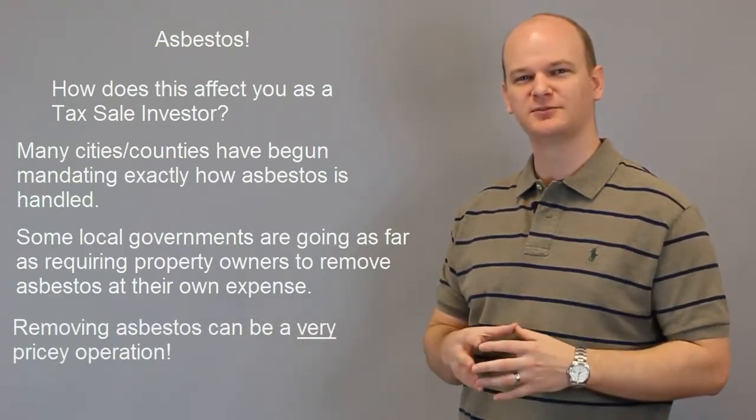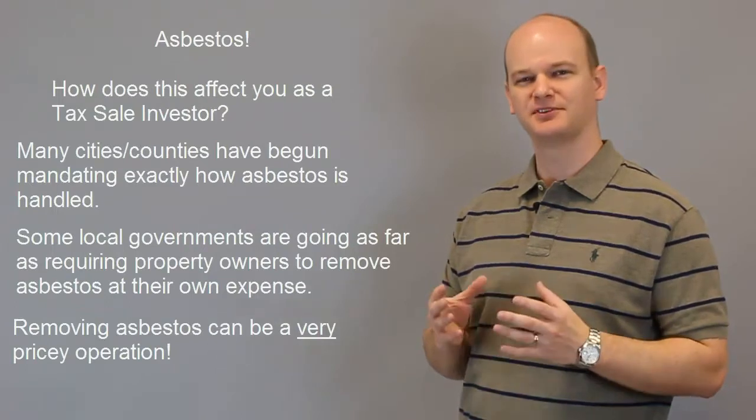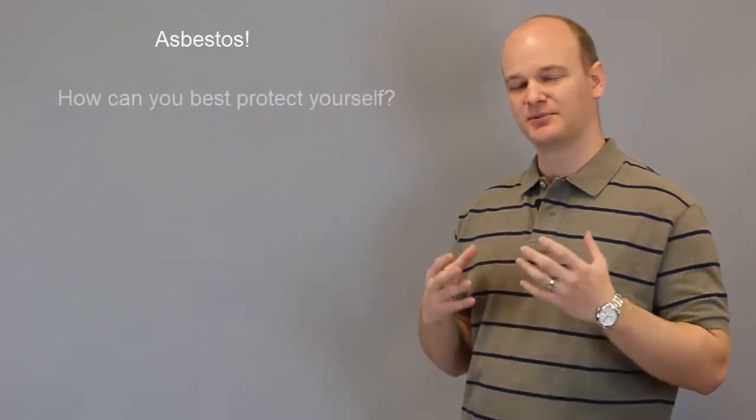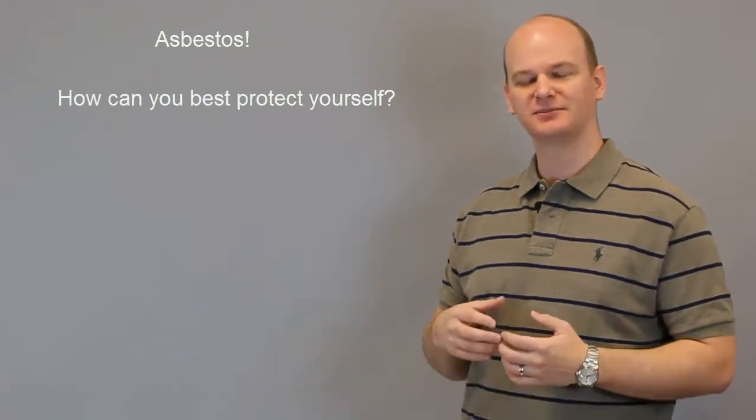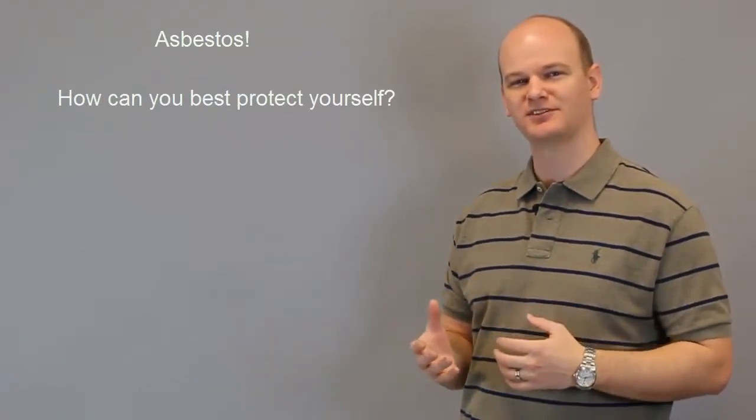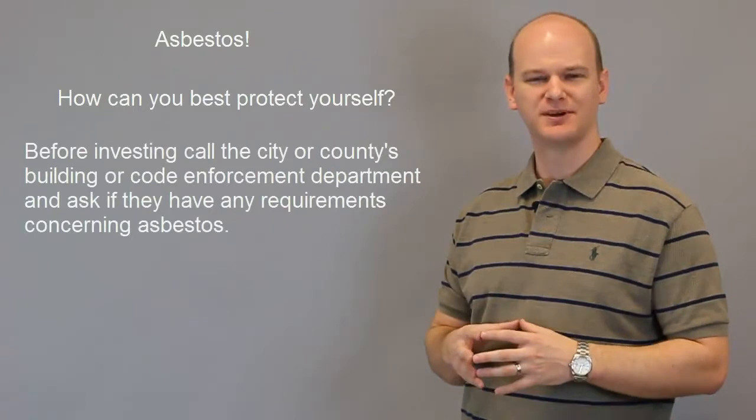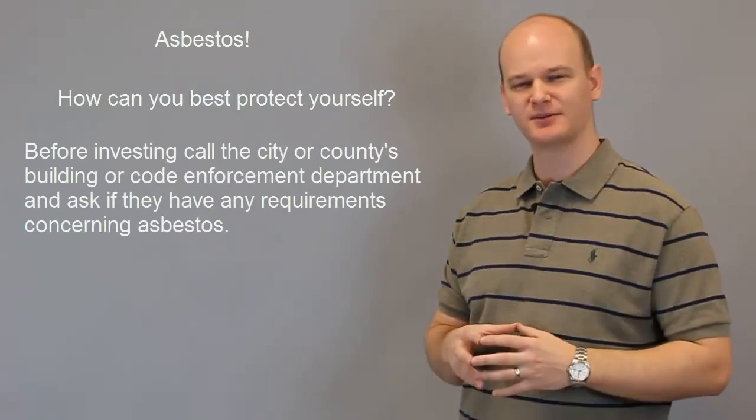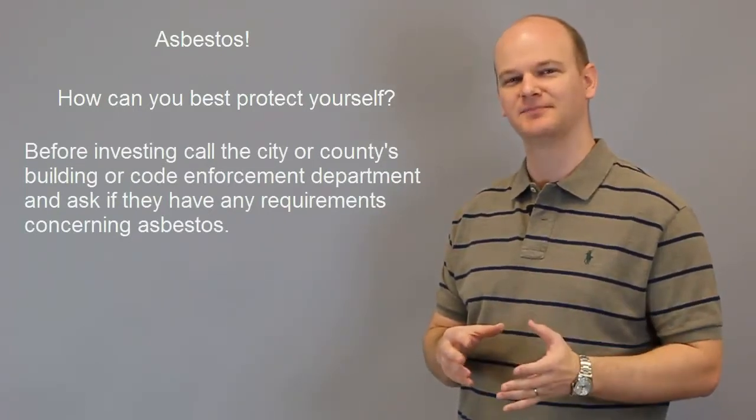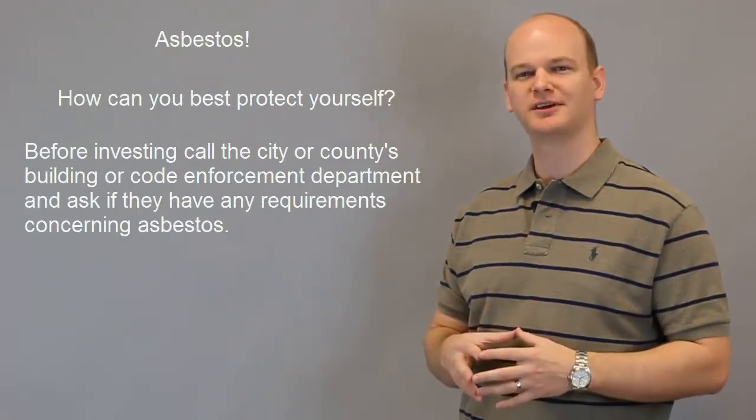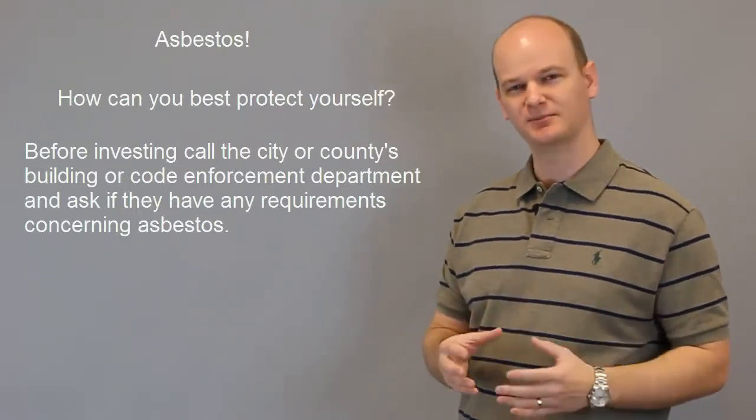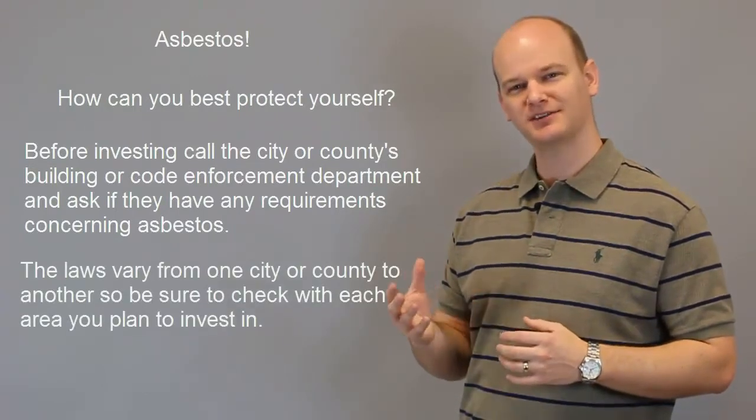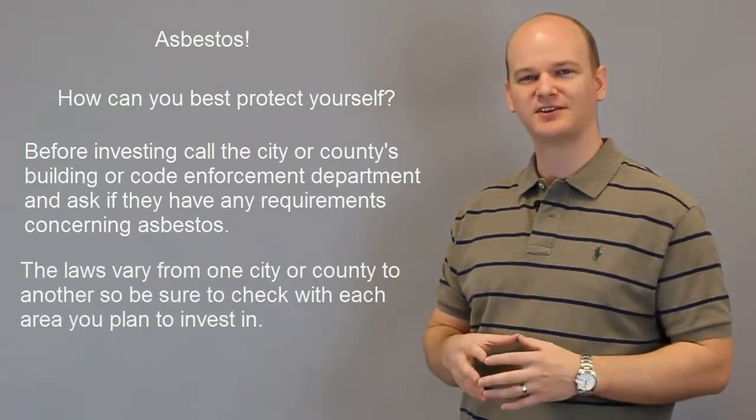So what you need to do is, before you consider investing in a particular county or particular city or a particular house that might happen to have asbestos, call that city's building department or the code enforcement department and say, listen, do you have any regulations regarding asbestos? Like I said, some counties or some cities might make you take it out immediately. Others might depend on whether you plan on renting it. They might say, if you want to live there, that's your prerogative. But if you plan on renting it to somebody, you have to remove all the asbestos. And then in other situations, they might not care.